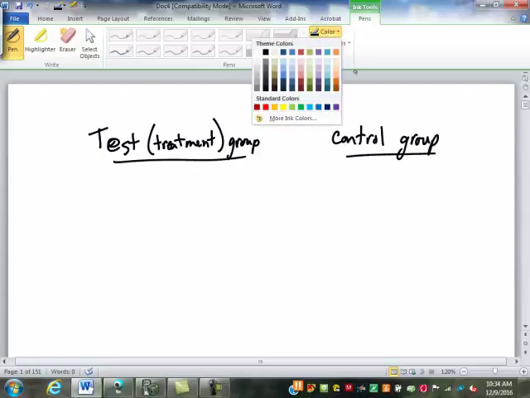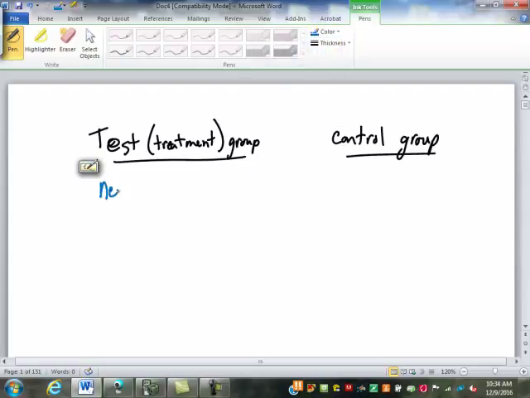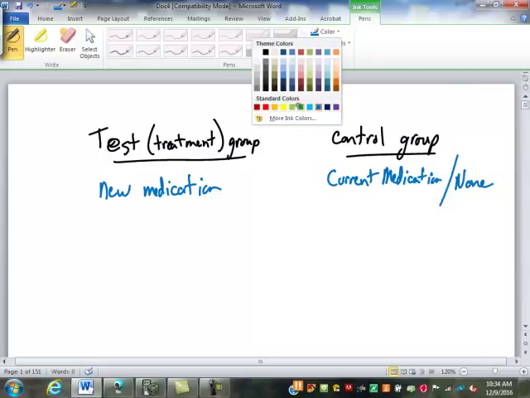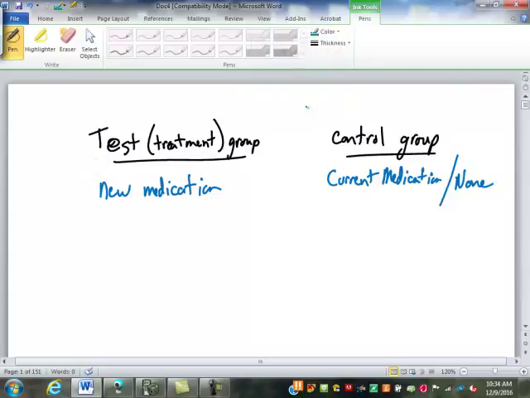The test group or treatment group is usually a new medication. The control group can either be a current medication or no medication. If it's something that we currently don't have a treatment for and we're trying to test a new potential treatment, obviously it would be a new treatment against no treatment. If we had a treatment for it, but we were hoping to find a more effective one, it would be the new treatment against the current treatment.